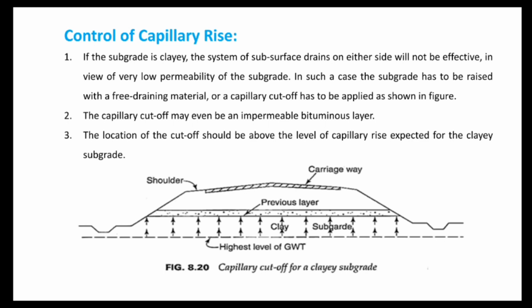The capillary cutoff may even be an impermeable bituminous layer, and the location of the cutoff should be above the level of the capillary rise expected for the clayey subgrades. From this figure, we can see the capillary cutoff for a clayey subgrade, wherein there is the provision of a pervious layer above the clayey subgrade.